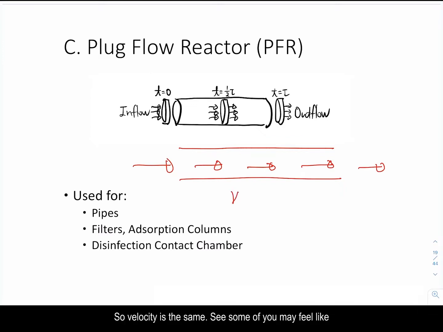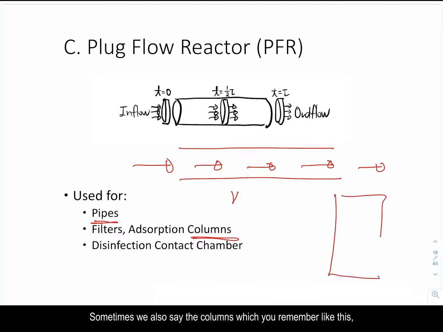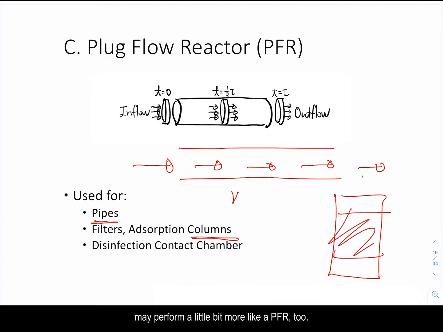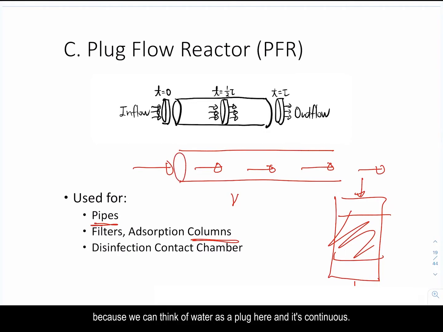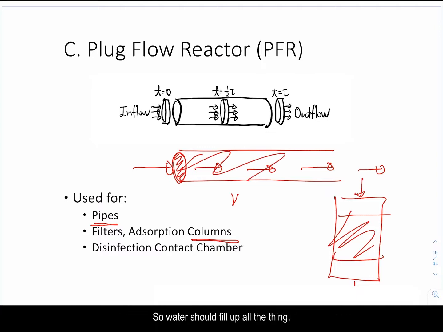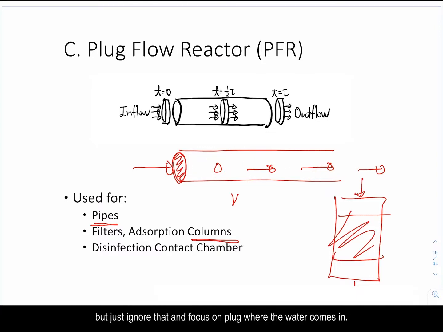Some of you may feel like, yeah, that's like a pipe, and you're right. It's a pipe. Sometimes we also say that columns, which you remember like this, may perform a little bit more like a PFR too. Not always, but sometimes. Basically, why we call it a plug flow reactor is because we can think of the water as a plug here. And it's continuous, so water should fill up everything, but just ignore that and focus on this plug of water that comes in.